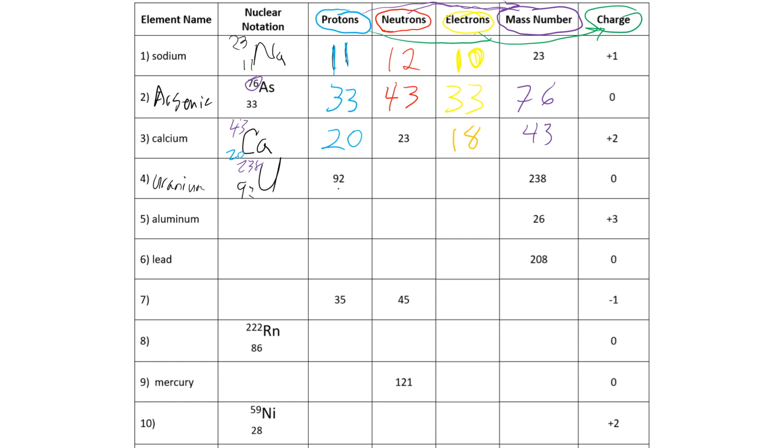And if we have 92 protons and 238 as our total, then the amount of neutrons has to be 146. So this must be 146 because this blue proton and this red neutron has to equal 238. The electrons, there is no charge here, so the electrons are going to be the same as the protons, and that means 92.